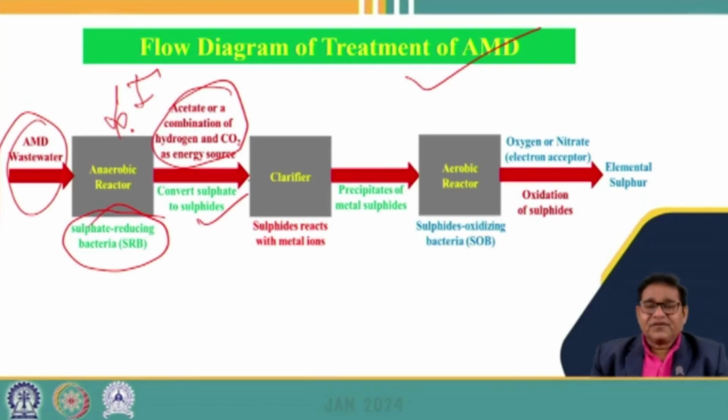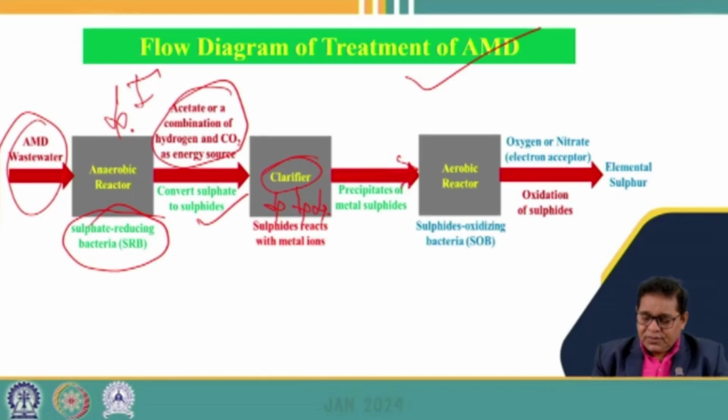And this process basically converts all the sulfate present in the acid mine drainage into sulfide, and this sulfide then reacts with the metals present in the acid mine drainage, and they form their precipitates in the form of metal sulfides or metal carbonates, and they finally settle onto the bottom of the clarifier which is provided next to the anaerobic reactor. So this clarifier separates the precipitates of the metal sulfides.